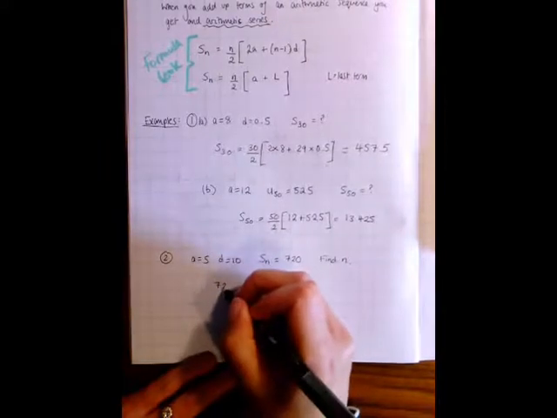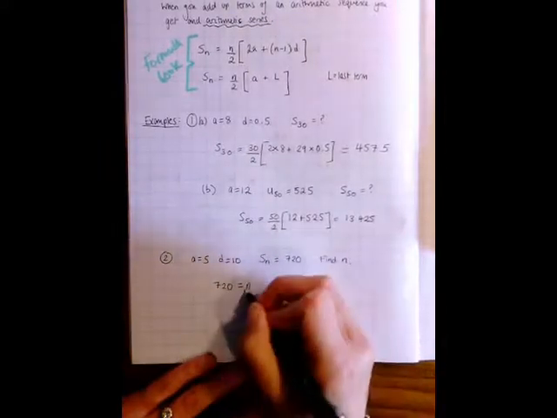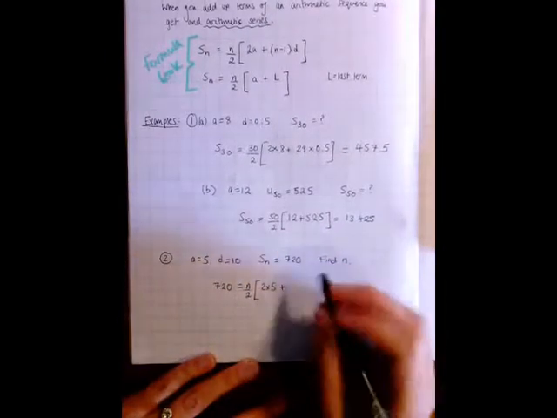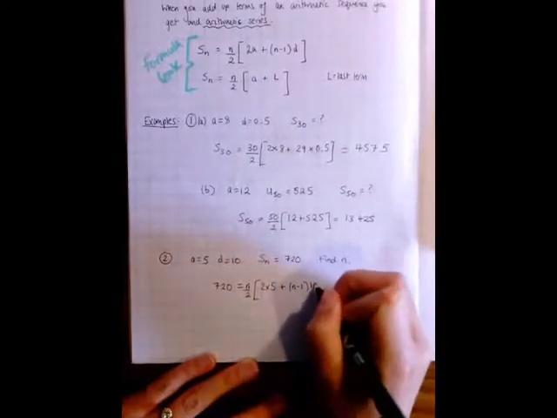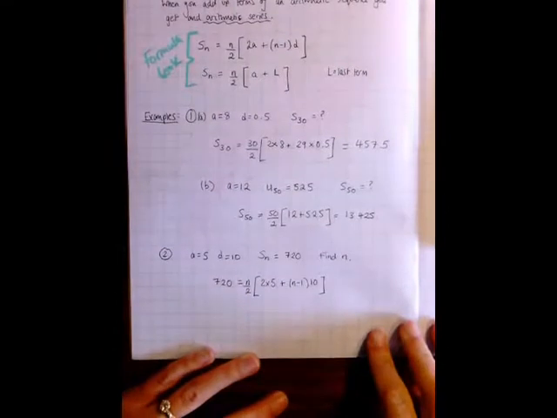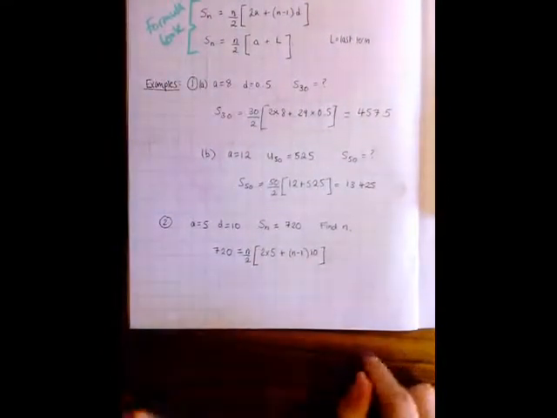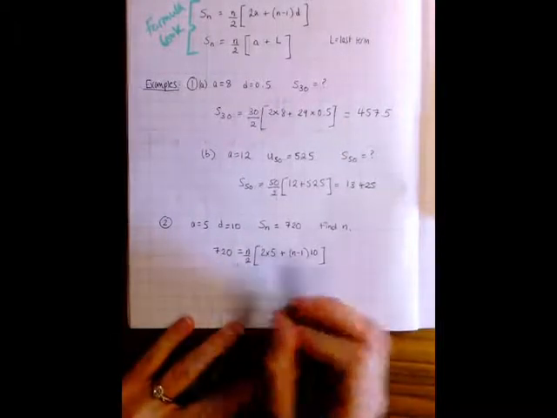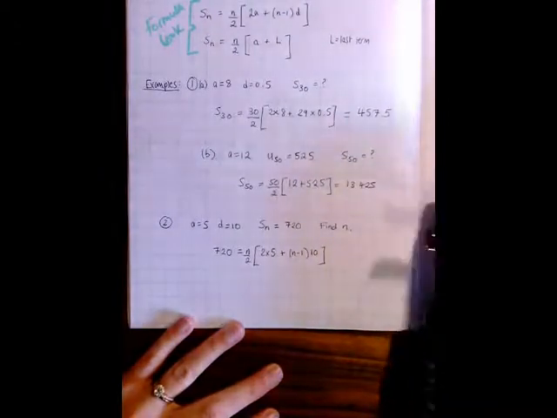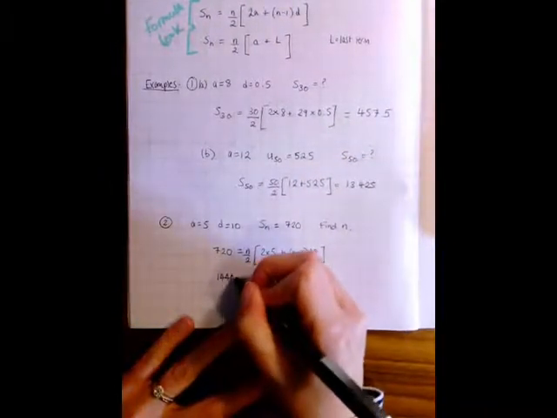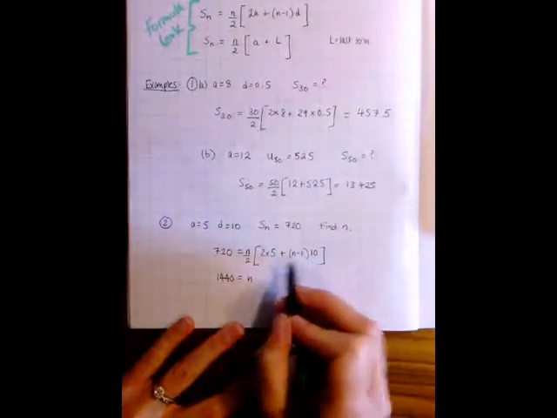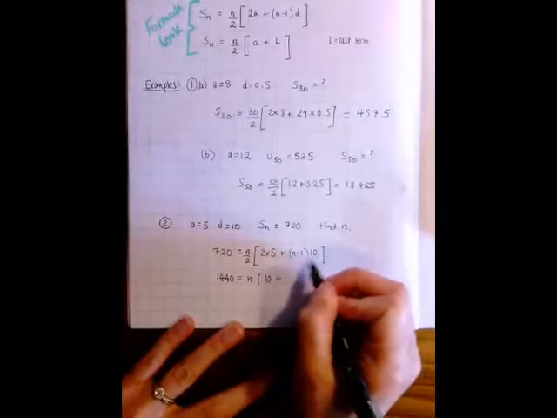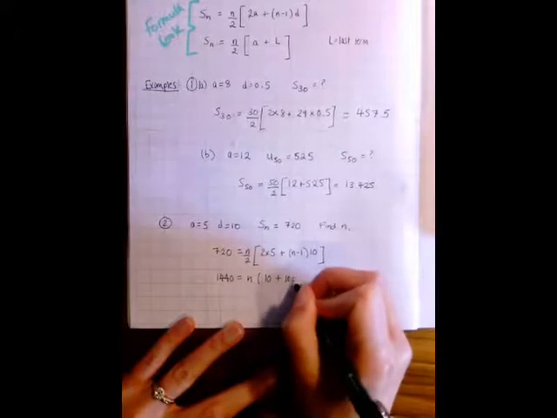So I can put 720 equals n over 2 times 2 times 5 plus n minus 1 times d, which is 10. So you end up with this expression. We have to do some rearranging to figure out what n is. So I'm going to first times up this 2 here, so I get 1440 equals n. And then I'm going to tidy up this bracket. So I've actually got 10 plus, remember this is 10 times the n and the take away 1, so 10n take away 10.